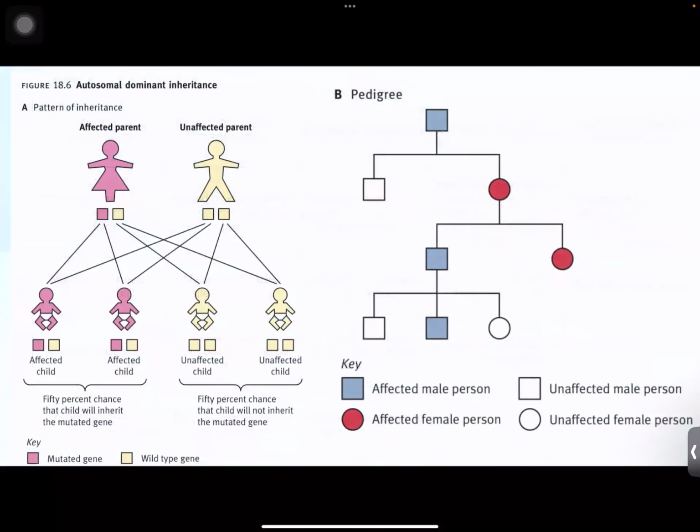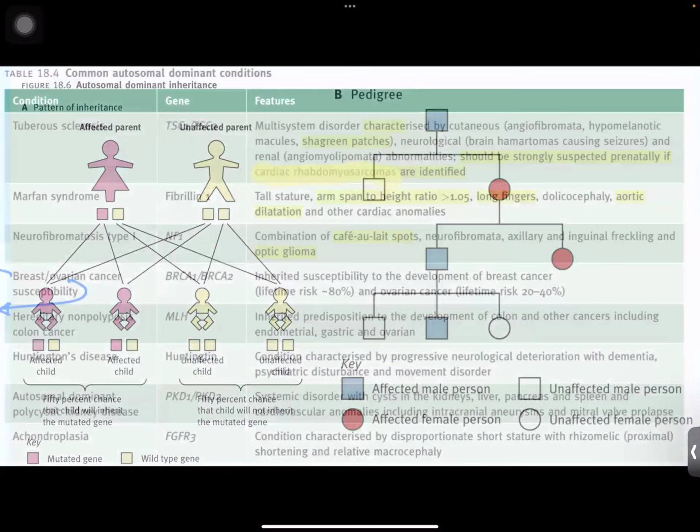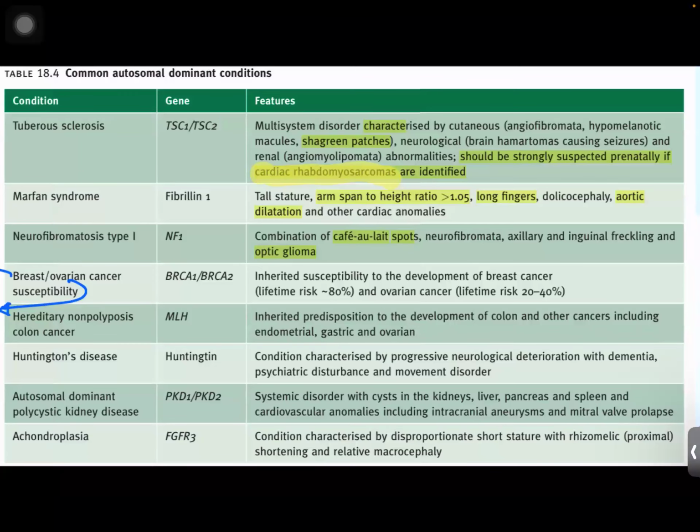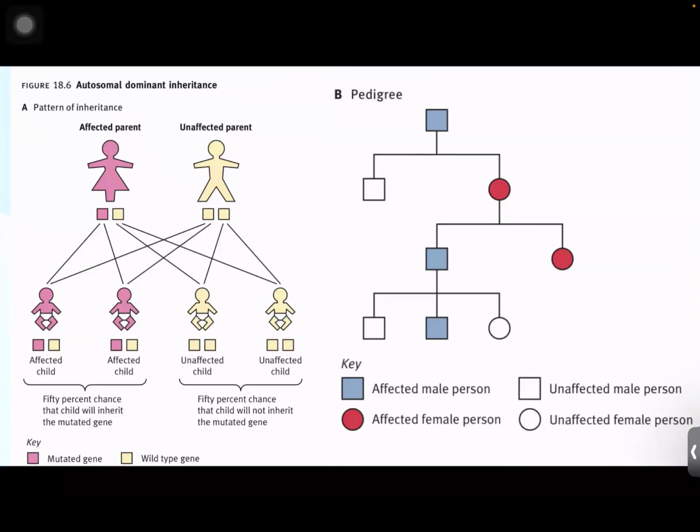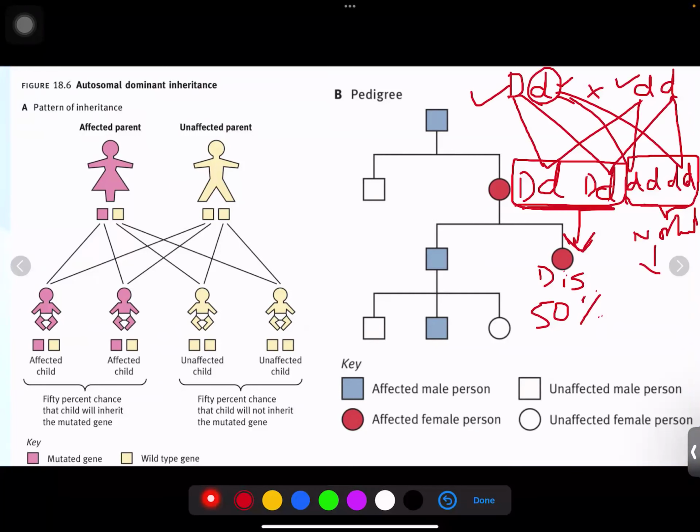Now I have to draw it again. What's happening with this autosomal dominant? Oh, okay, it's written. So what happens? Actually, 50% are diseased, meaning 50% are affected, and 50% of offspring are normal.